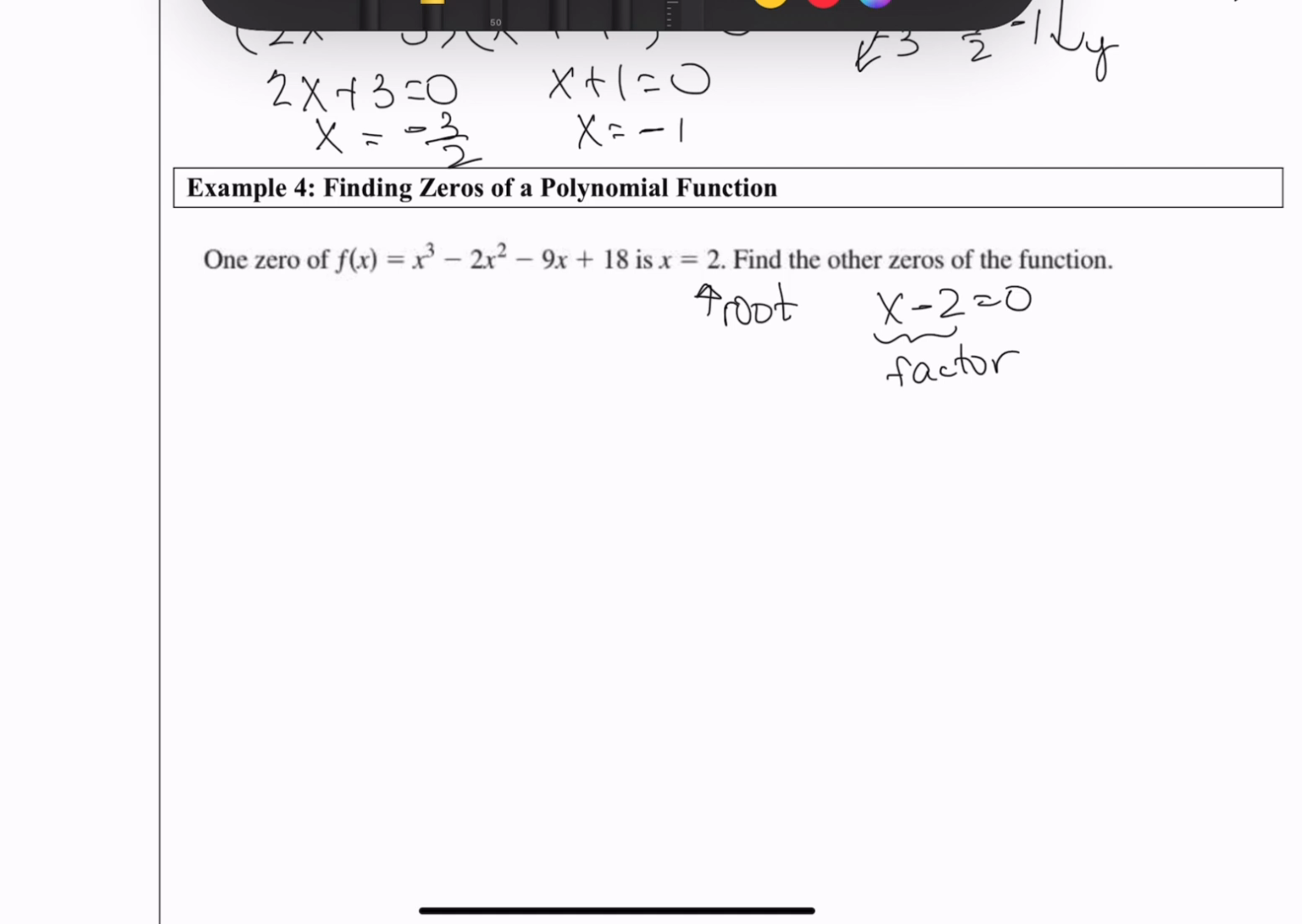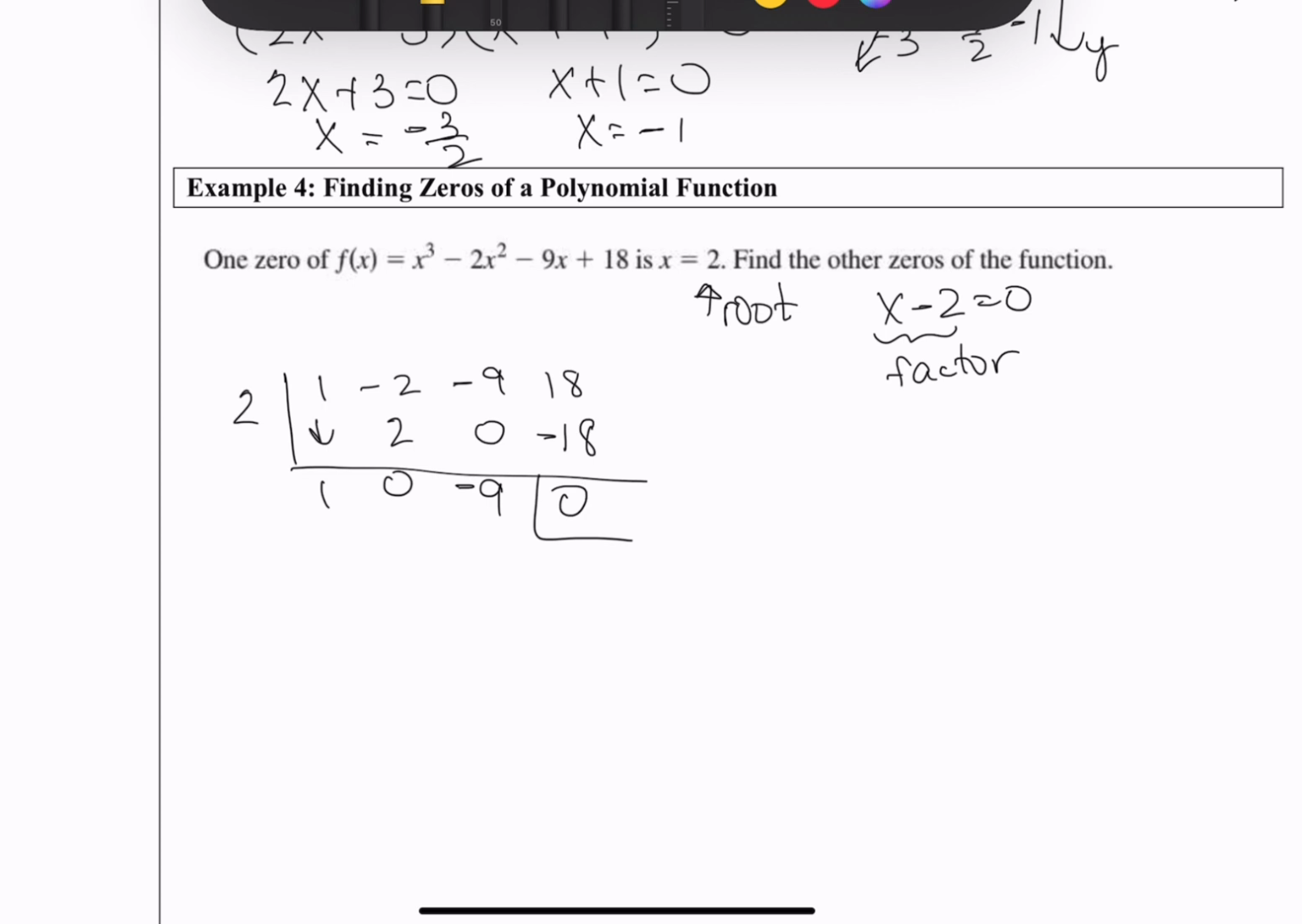So I'm going to use synthetic division, and I'm doing that because I have this linear factor. Again, if I had a quadratic or a cubic or a quartic factor, I would have to use long division. All right, so I'm going to use my synthetic division here. X equals 2 goes on the outside, making sure that every single term is accounted for. Coefficients are 1, -2, -9, and 18. So because they told me that x equals 2 is actually a 0, I know that I have to have a remainder of 0.